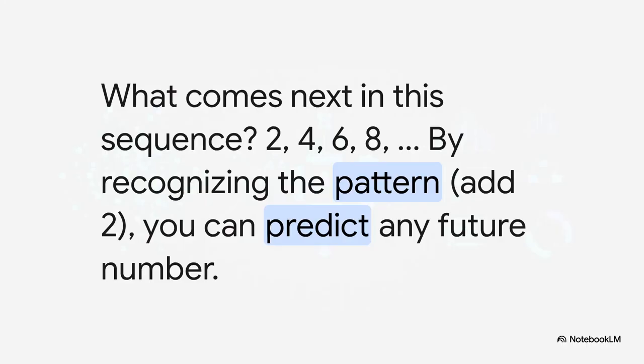Here's a super simple example. You look at this and your brain instantly sees the pattern, right? It's add 2. And because you recognize that pattern, you don't just know that the next number is 10, you can figure out the millionth number in the sequence if you had to. That is the power of finding the underlying rule.